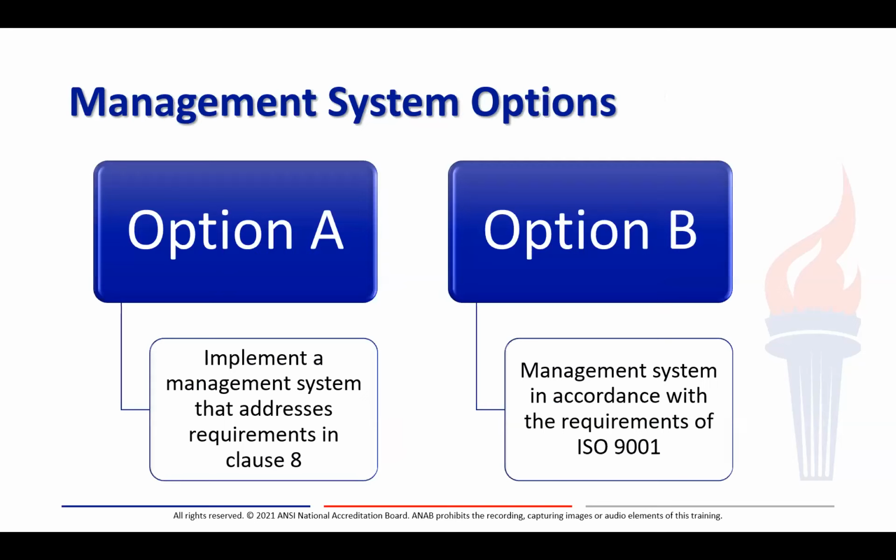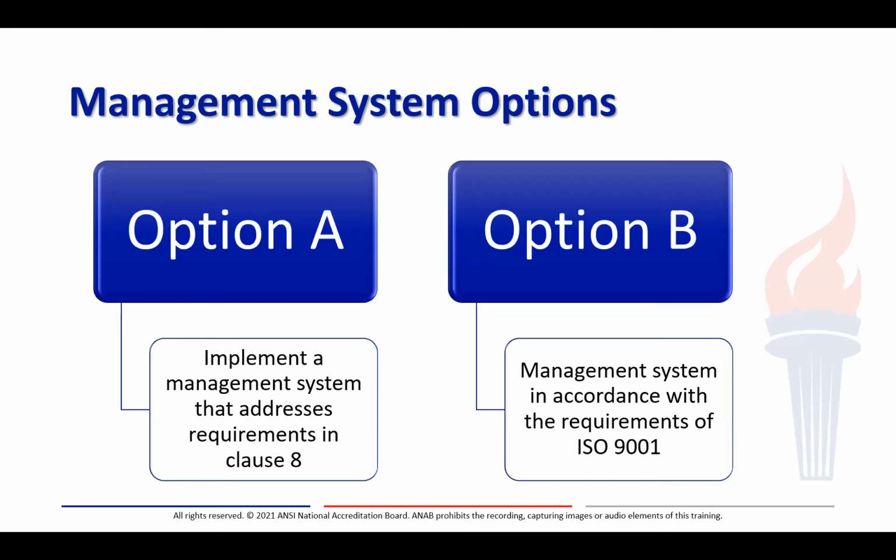While we are talking about management systems, let's discuss the new options for management systems within the laboratory. Laboratories can choose between option A or option B when developing their management system. Option A states that the laboratory must implement a management system that addresses all of the requirements in Clause 8 of the 17025 standard. These include, but are not limited to, corrective action, addressing risks and opportunities, management review, and internal audits.